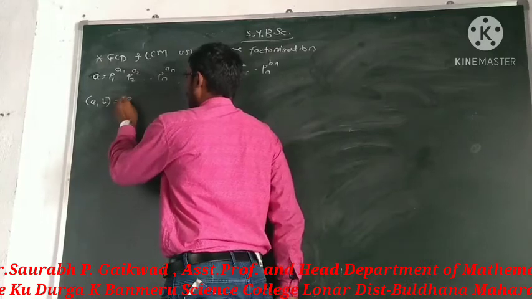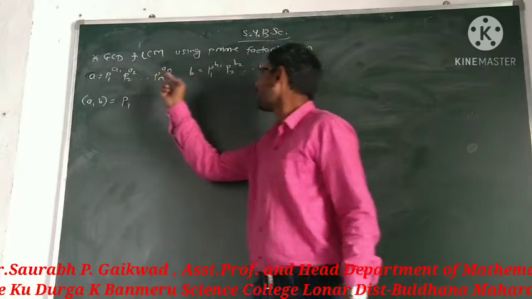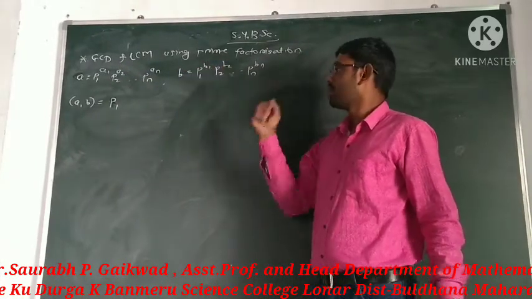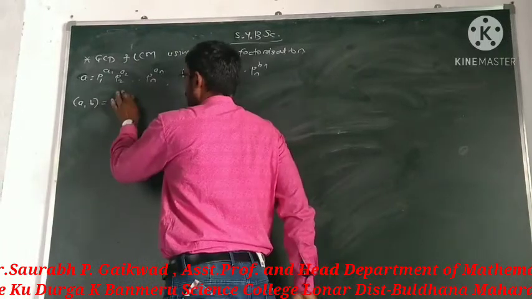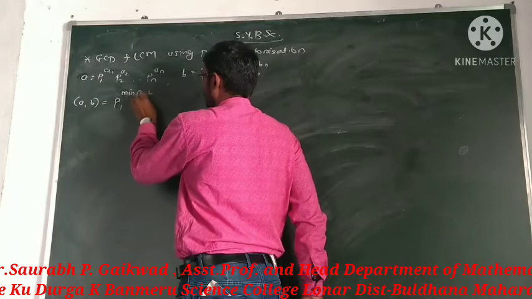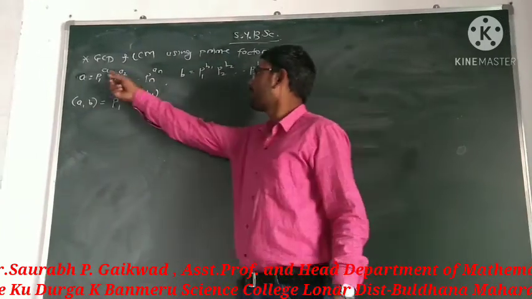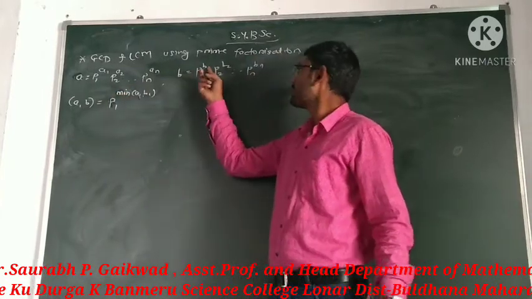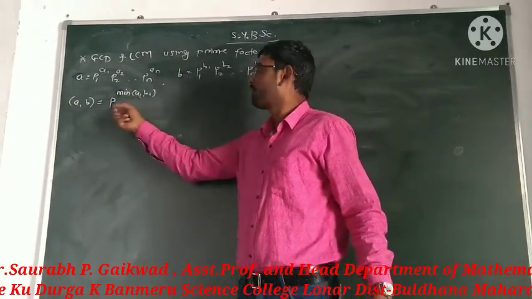P1 raised to power. Now here in A, the power of P1 is A1. Here in B, the power of P1 is B1. So take the minimum of A1 and B1. So P1 raised to power minimum of A1 and B1. If A1 is minimum, take P1 raised to power A1. If B1 is minimum, take P1 raised to power B1.